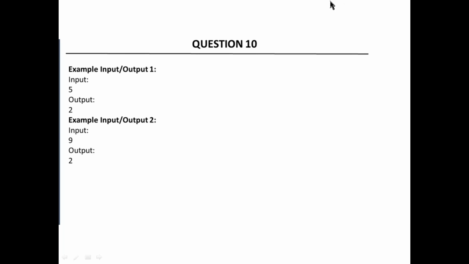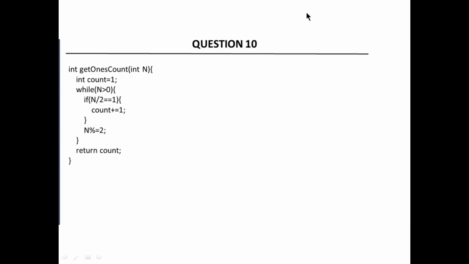So observe everyone. I will explain once again. Observe this. 101. How many ones are there? 2. Okay, let us take this one, 9, 1001. Once again, how many ones? 2. So simply you should find this. I hope you understood. So this is the problem statement here.